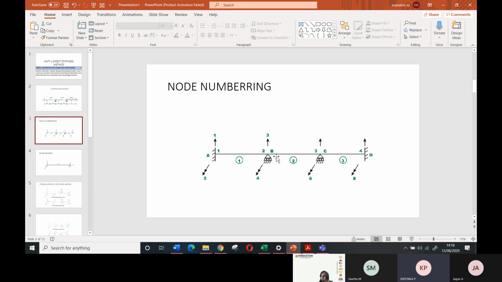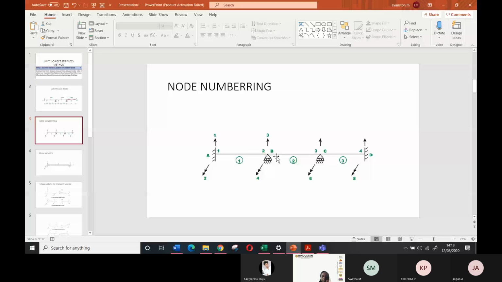Propped cantilever. Cantilever beam. Have you heard of the word cantilever beam? Yes, ma'am. What is that cantilever beam? One end of the beam is fixed and the other end is free. Propped cantilever means one end is fixed and the other end is propped over. Propped means simply supported at that end.